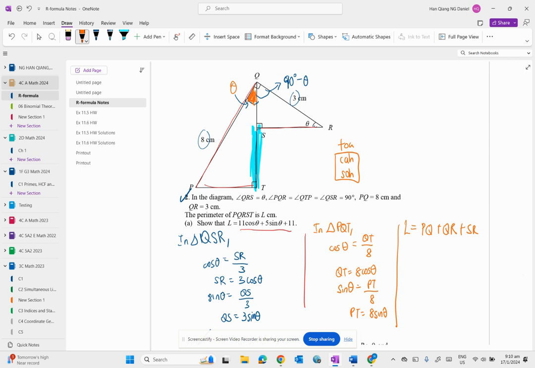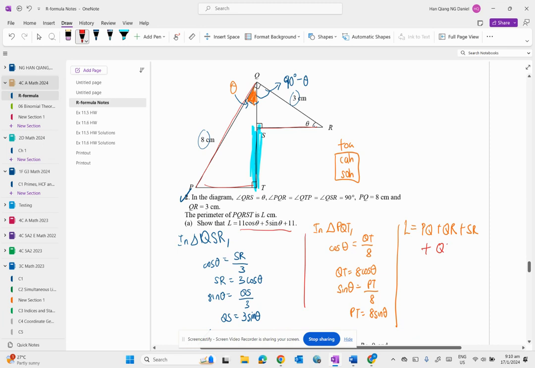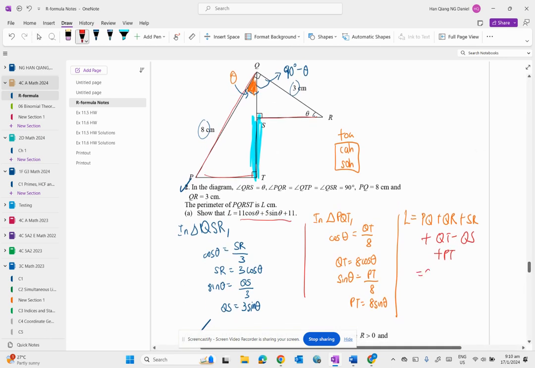So now I write, plus QT minus QS, and then the last one is plus PT. So now I'm going to identify all of them that I did earlier. PQ, okay, it's 8. So 8 plus 3 plus SR. SR, I'm going to look, oh, I saw it, plus 3 cos theta. I have it in this part, SR, here.